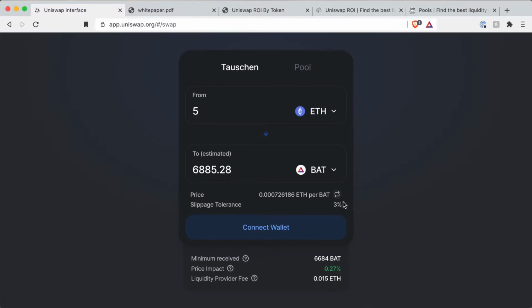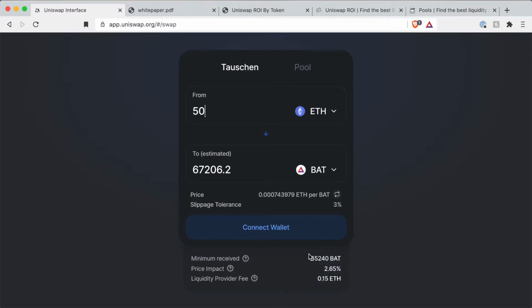So it's well below my slippage tolerance. If I enter now 50 Ethereum, it already gets bigger. The price impact is now 2.65, whereas the slippage with 3% is still higher in this example. So this means if I enter this trade, you see, if I would want to trade 50 Ethereum for 67,000 BET, the price it calculates is around this value here.